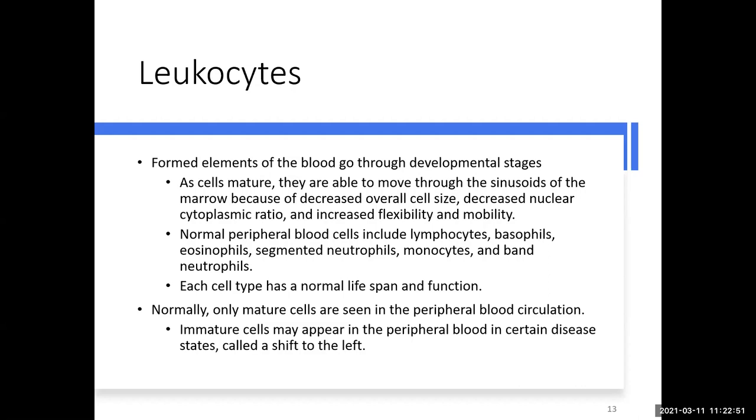Normal peripheral blood cells include lymphocytes, basophils, eosinophils, segmented neutrophils, monocytes, and occasionally a band neutrophil. Each cell type has a normal lifespan and function. Normally, only mature cells are seen within the peripheral blood smear. If you see immature cells, this could indicate certain disease states or a shift to the left.